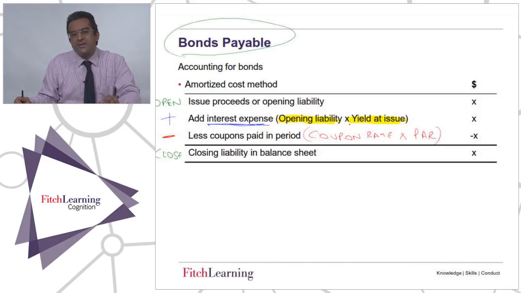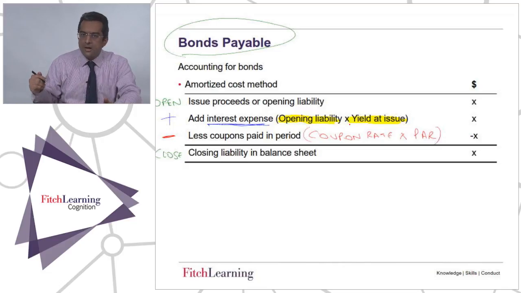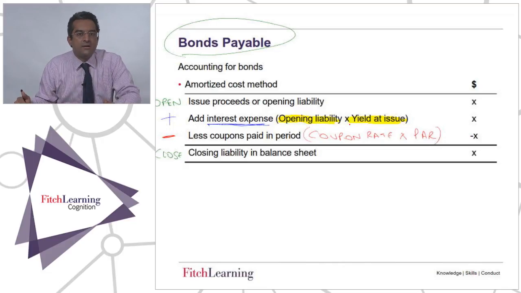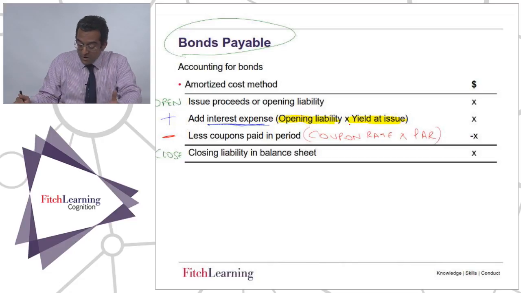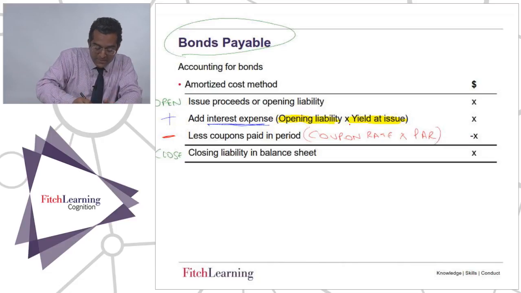Now, this does assume, guys, that coupons are paid in arrears. Coupons are paid at the end of the period, which is generally the case. So the interest accrues first on the debt, and then the coupon comes off because you paid at the end of the period. And that, overall, guys, we will actually amortize.